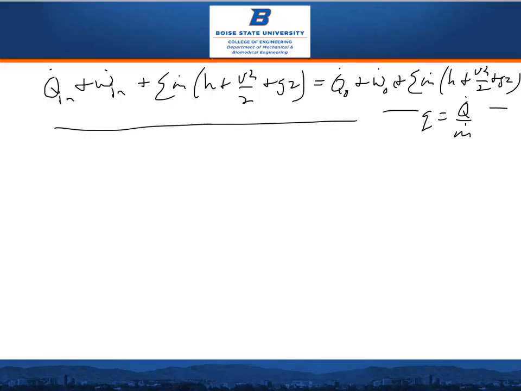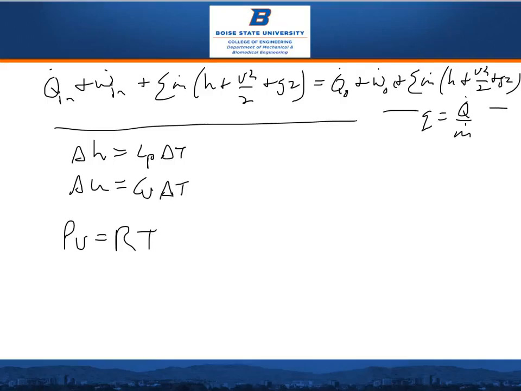Nozzles speed up, the velocity increases. Diffusers, the velocity decreases. We talked about turbines, work producing devices, compressors, work storage devices, and pumps. And then also throttling valves, mixing chambers, and heat exchangers. And then lastly, our ideal gas assumptions. So one more time, our delta h equals Cp delta T, and delta u equals Cv delta T. Our ideal gas equation, Pv equals RT, yet again. So that pretty much sums up chapter 5.